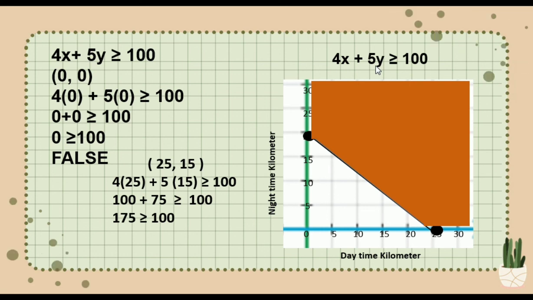175 greater than or equal to 100 is a true statement, and because it is a true statement, then these coordinates (25, 15) are a solution to the linear inequality 4x plus 5y greater than or equal to 100. This indicates that in this shaded region, all the points right here are part of the solution set of the linear inequality 4x plus 5y greater than or equal to 100.